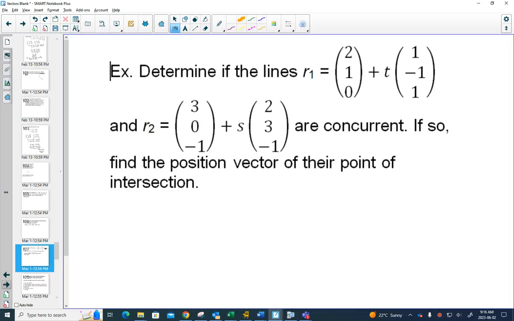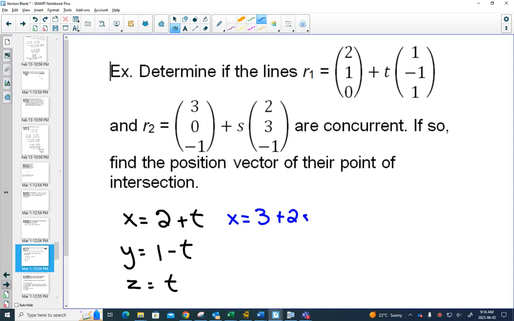So again, when trying to find intersections, we'll always go to our parametric equations. So in line 1, we would have x equals 2 plus t. y would be 1 minus t. And z would be just t. Our second equation would have x equal to 3 plus 2s, y would equal to 3s, and z would equal to negative 1 minus s.